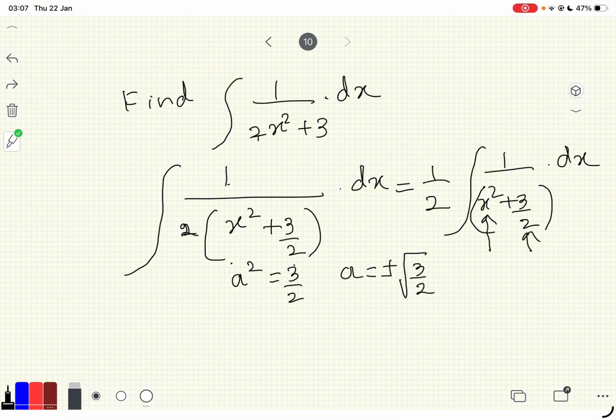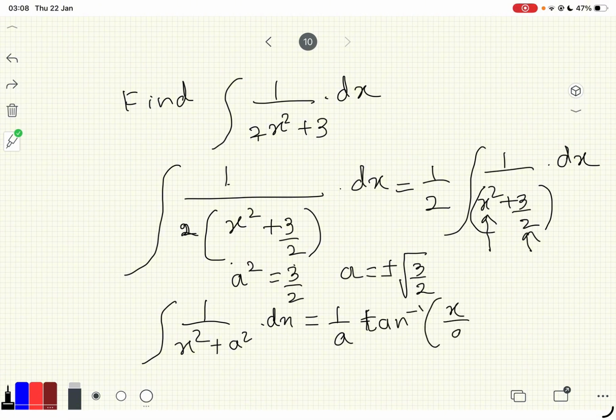Now let's apply the formula. What's our formula? The integral of 1 over x squared plus a squared dx is equal to 1 over a tan inverse x over a plus c. So if you substitute 1 over a, we already have this 2 out, so you have already 1 over 2 out.